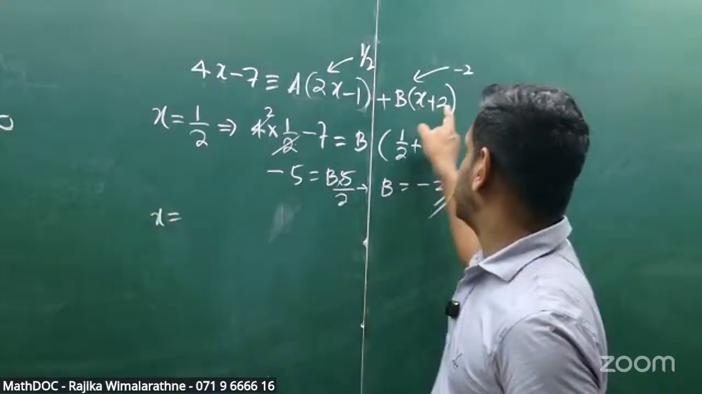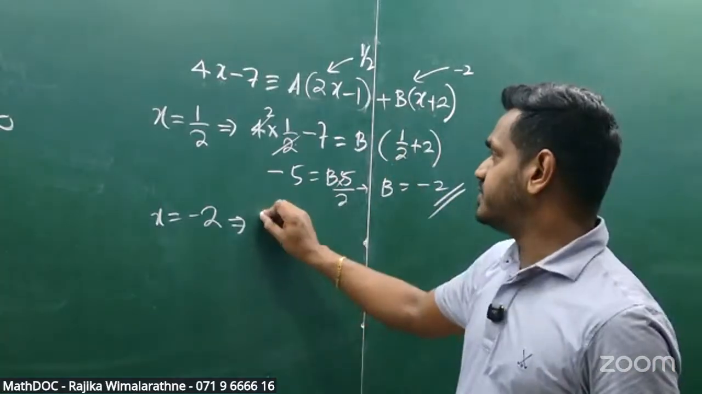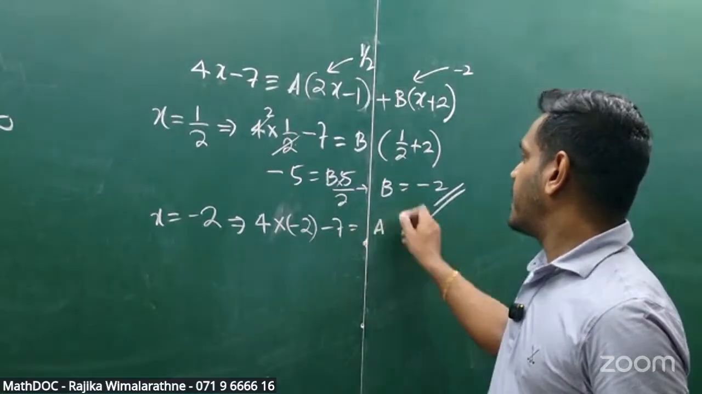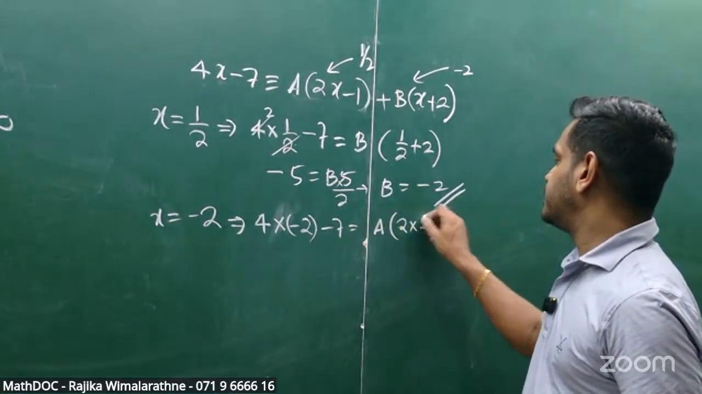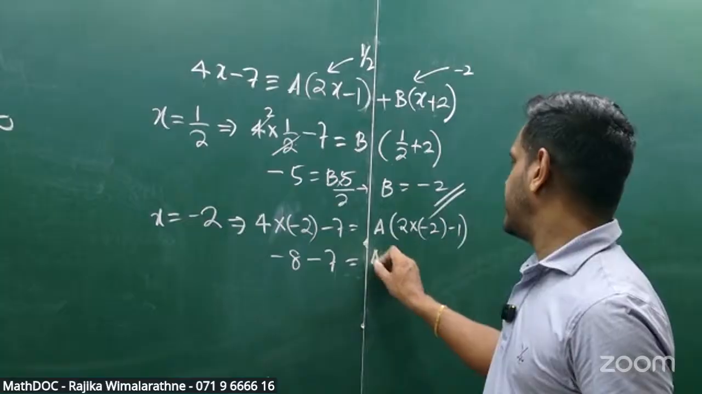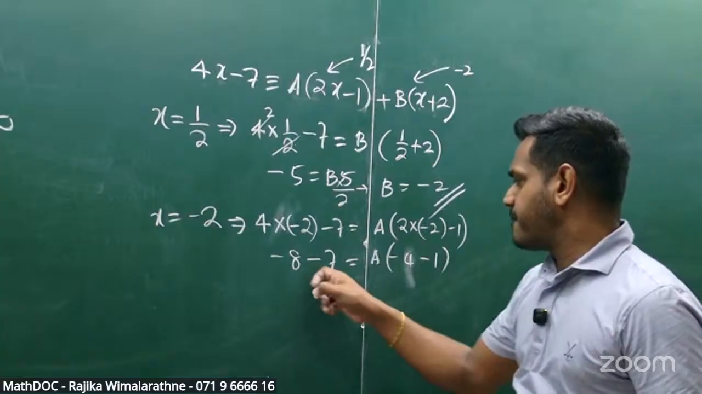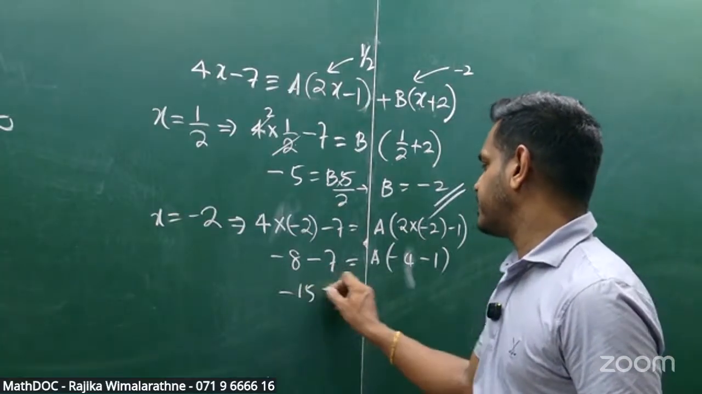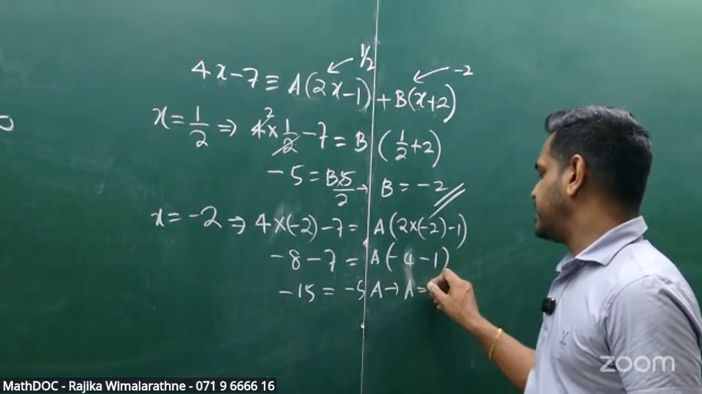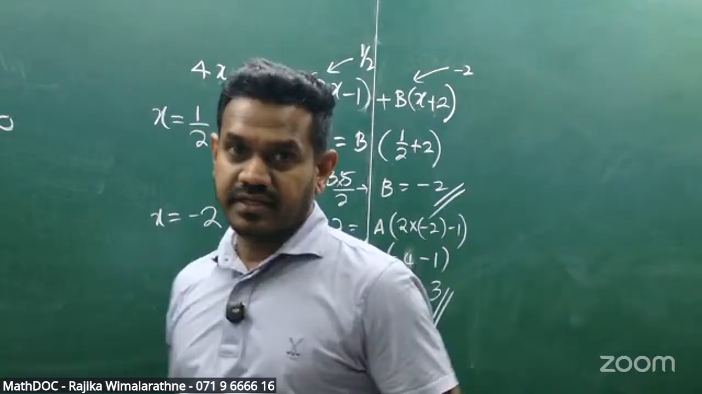Then substitute x equal minus 2. 4 times minus 2 minus 7, equals a times (2 times minus 2 minus 1). Then here minus 8 minus 7 equals a times (minus 4 minus 1). Here minus 15 equals minus 5a. Then a value equals 3. So likewise, if we have an identity, this is what we call an identity.